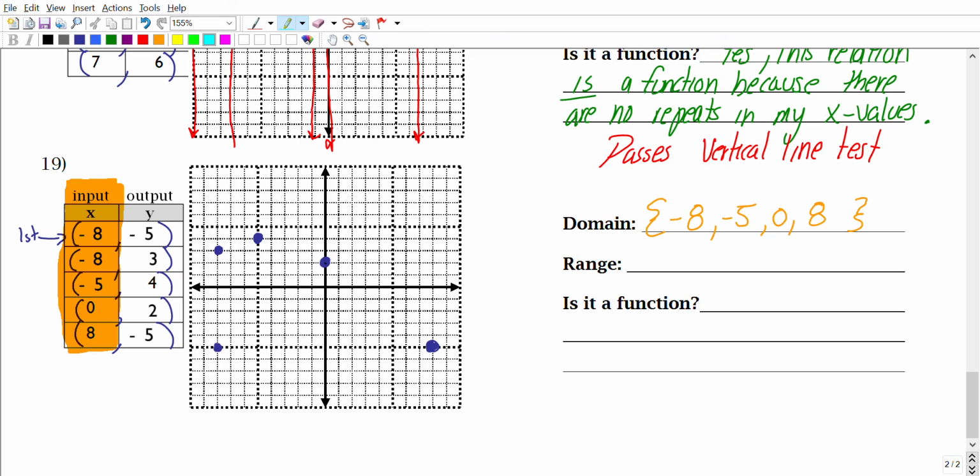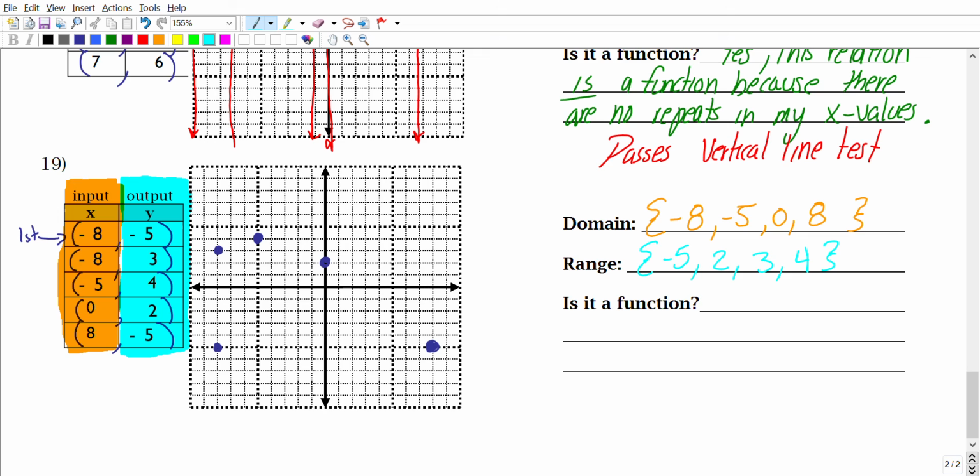Alright, finally for my range values, that's when I'm looking at all of my y values. So let me go ahead and highlight that. Again, same thing, from smallest to largest. So smallest here is -5. Again, we have a repeat, but it's okay. I'm just going to write it once. So -5. Next one is 2, 3, and finally 4.